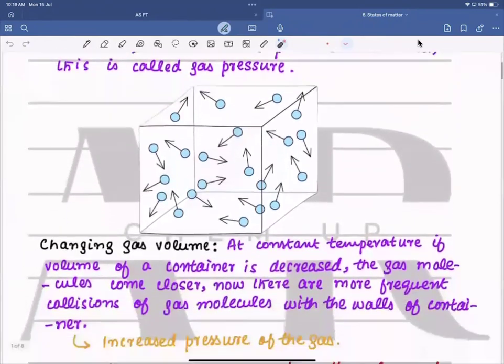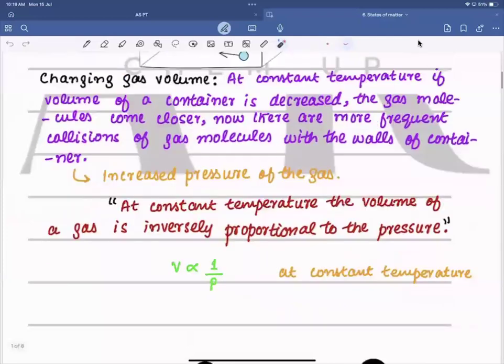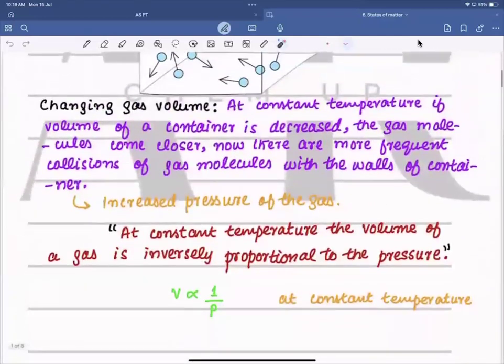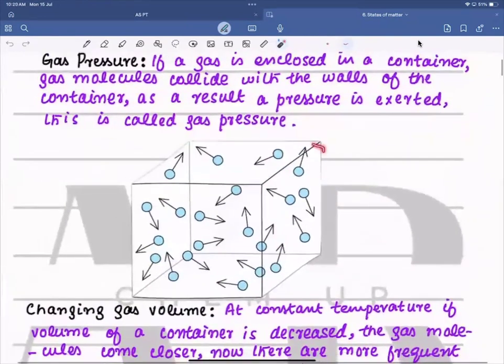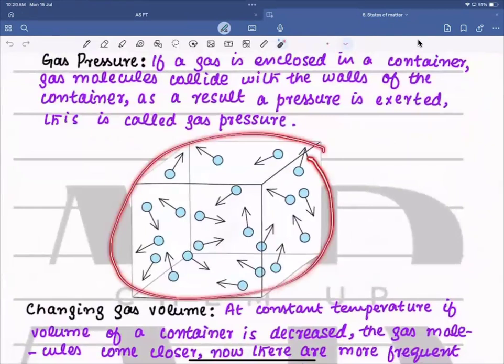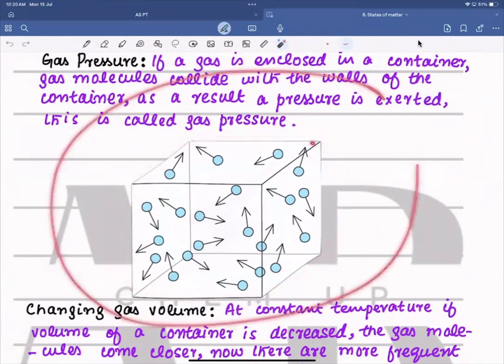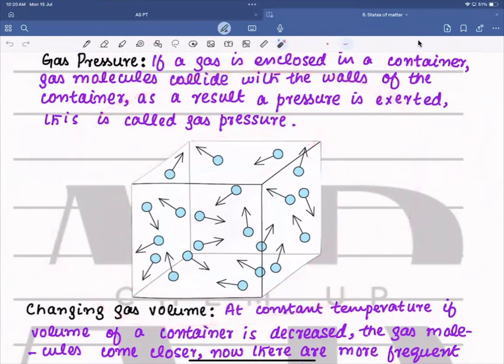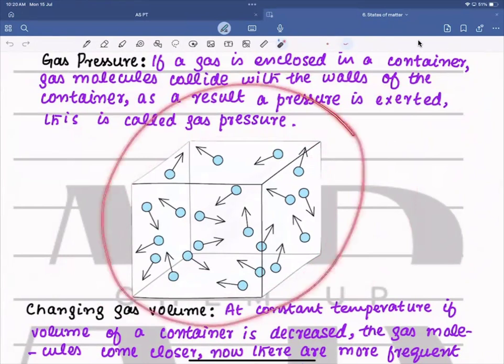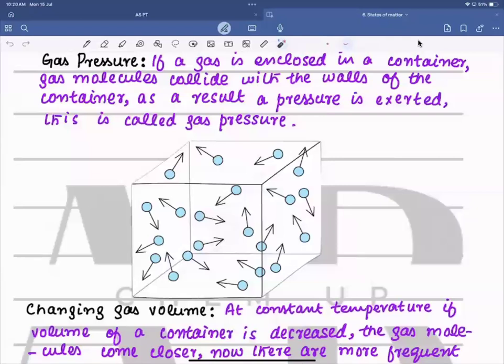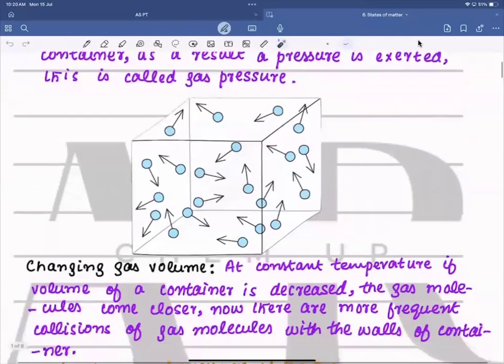Now, there are two things we have to discuss over here. First is what happens when we change the volume. If I take a bigger container, these molecules do the same thing, but now, as the container is bigger, the pressure is decreased. How? Because they are more spread out, so the frequency of collision decreases, right? And the pressure decreases.